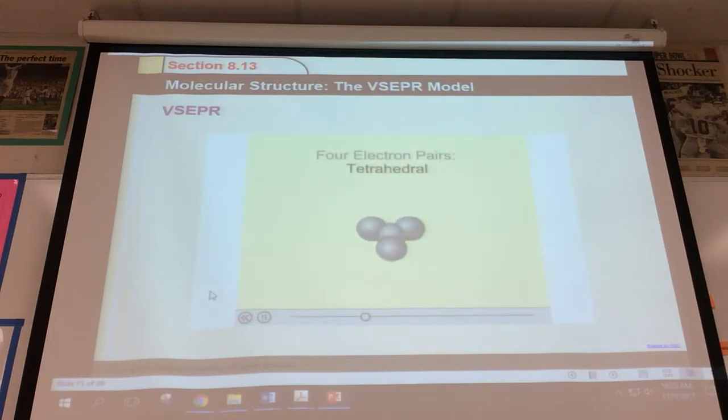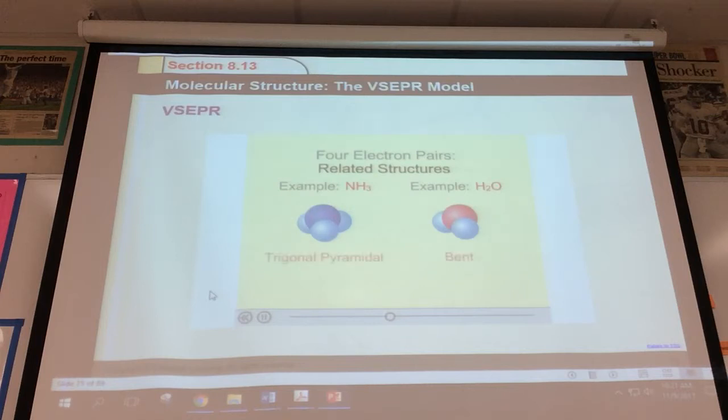4 bonding electron pairs around the central atom result in a tetrahedral structure. Methane has a tetrahedral structure. The bond angles in a tetrahedral arrangement are 109.5 degrees. When one of the 4 electron pairs surrounding the central atom is a non-bonding pair, as in ammonia, the resulting structure is known as trigonal pyramidal. When 2 of the 4 electron pairs are non-bonding pairs, as in water, the resulting structure is known as bent.